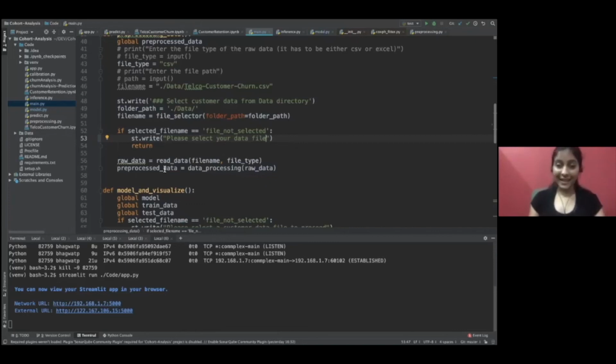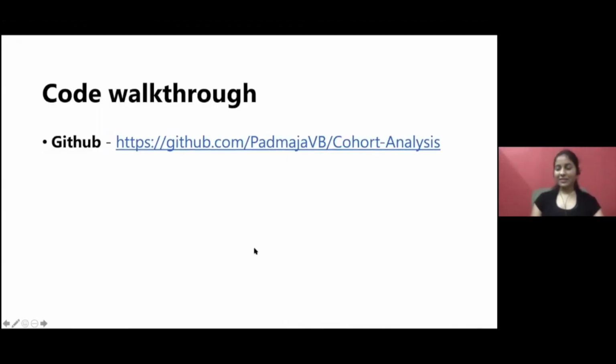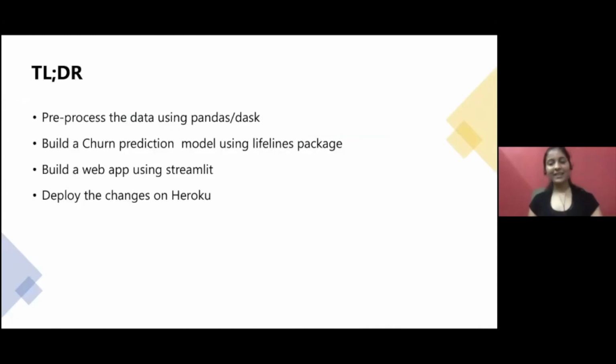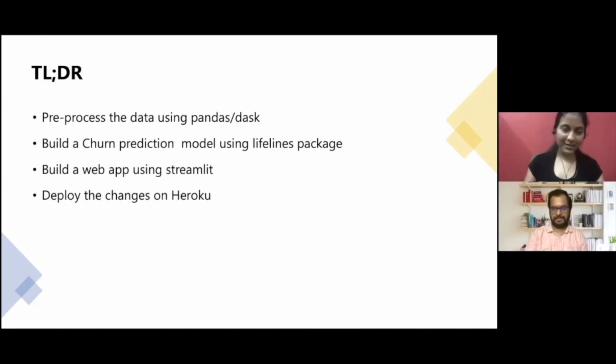We built this entire end-to-end tool within a weekend, and without having any background knowledge of HTML or CSS. So if we can do this, I'm pretty sure you can do it much better. So that is mostly about it. All that we have done in this particular talk is we have pre-processed the data using pandas. And if your data is really huge and if it's distributed over different databases, you can go ahead and use Dask. We have built a churn analysis model using the Lifelines package. And then we have built this very beautiful website using Streamlit. And finally, we have deployed all our changes onto Heroku.